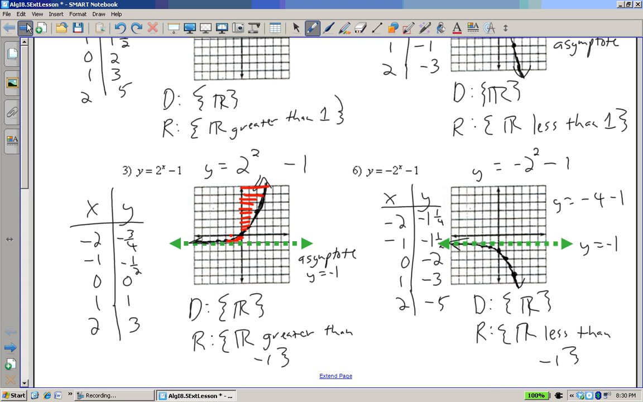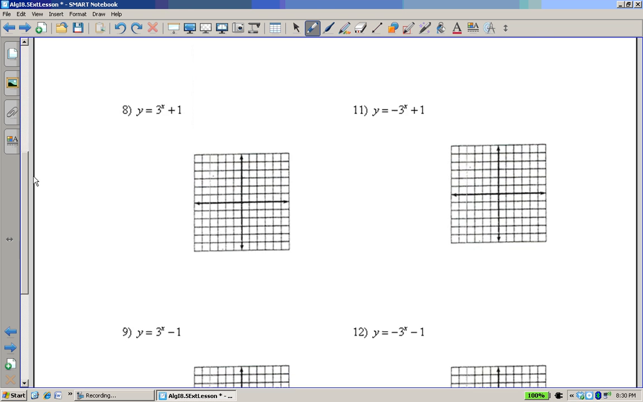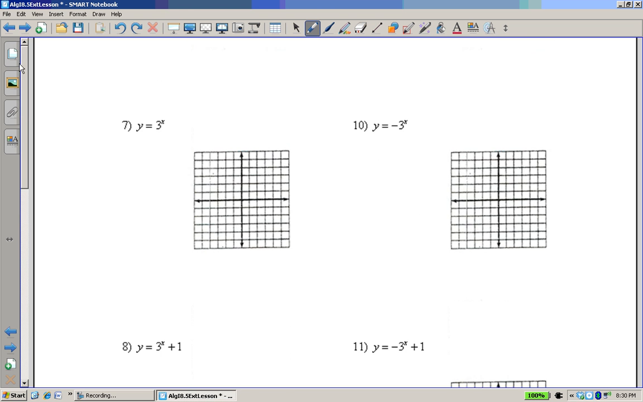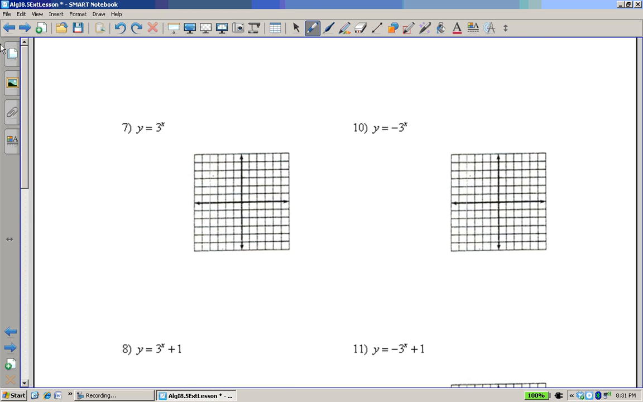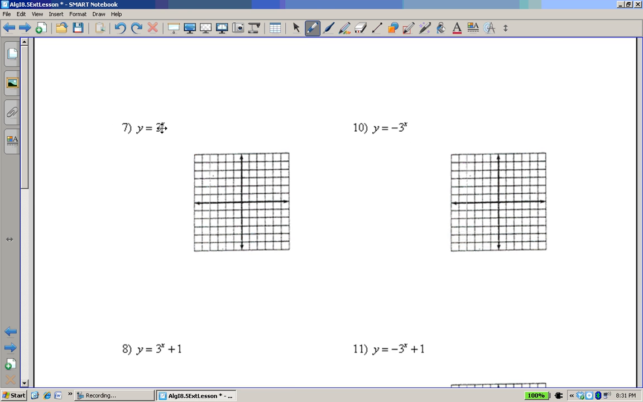Okay, now let's talk about what happens when we have a little different number there for the parent. That is, instead of y equals 2 to the x, what happens when we have y equals 3 to the x? And again, I'll speed this up just a little bit. I know the video is starting to get a little long.